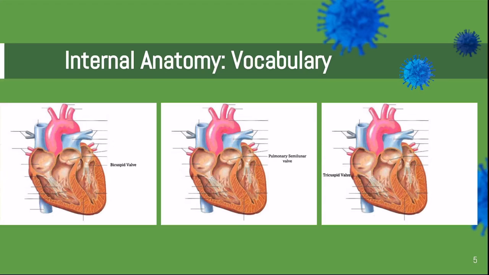This valve is made up of 3 flaps of rounded tissue suspended from fibrous cords that extend into the ventricle. This valve allows the flow of blood from the right atrium into the right ventricle. This valve prevents blood flowing back into the right atrium when the right ventricle contracts.